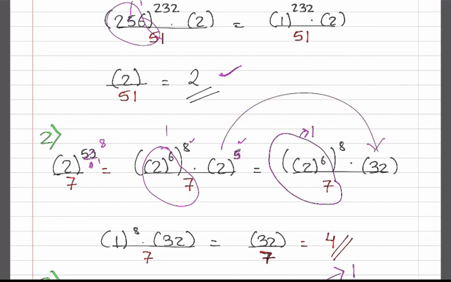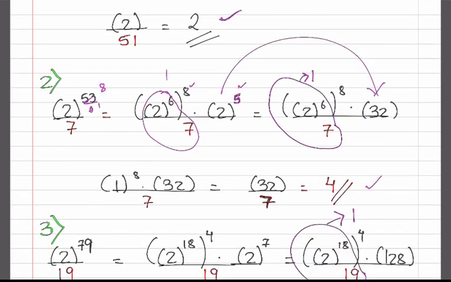Okay, so 1 into 32 divided by 7. 7 4s are 28. My answer is 4. Okay, so let's move on to the next as well.